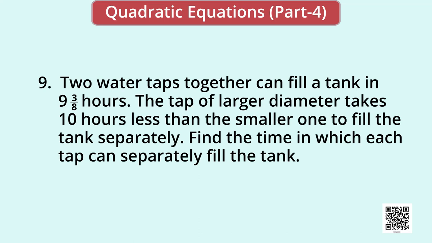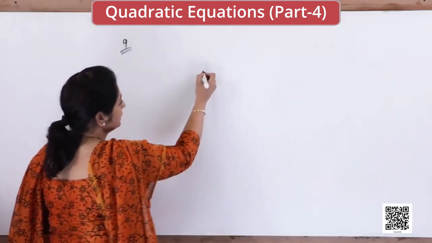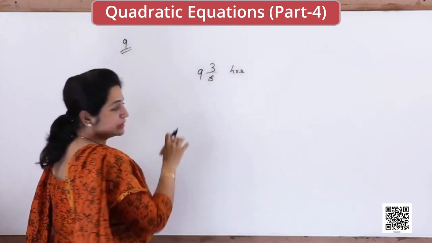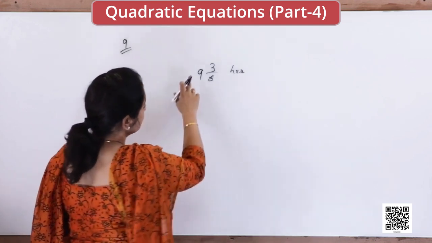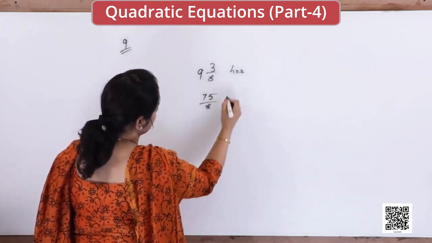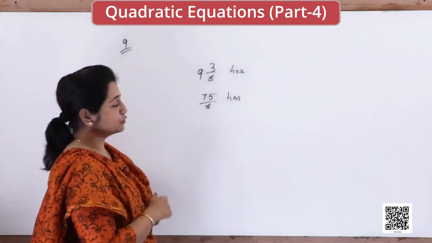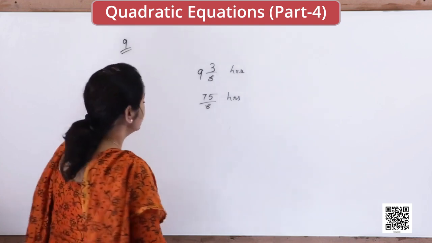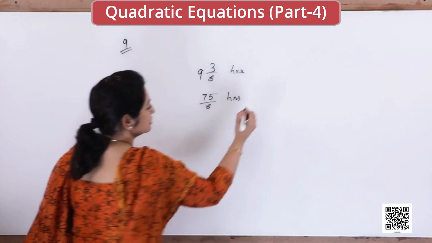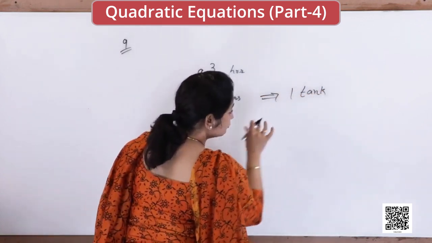Now in such questions, when the time is given, they say that the tank is completely filled in 3 and 3/8 hours. So first of all, we need to make it a proper fraction. 9 8s are 72 plus 3 is 75/8 hours. That is, it takes 75/8 hours to fill the tank completely. It means in 75/8 hours, we can fill one full tank.